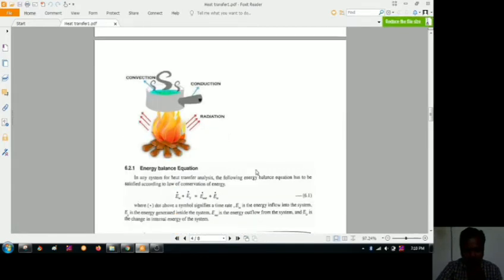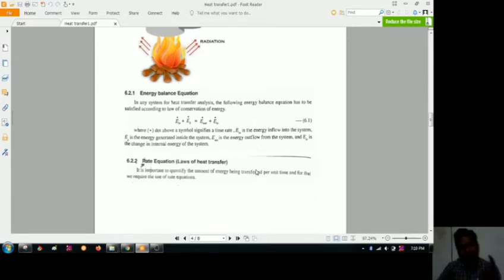You can see the conduction when you hold one part of the vessel, so you feel the heat. And then the convection, whatever the water is boiling inside the vessel, you can see the formation of vapors. You can see the convection and the radiation from the heat source. So whenever we are designing any heat related or thermal related problems, we need to know about the energy balance equations. You can see in this system, for heat transfer analysis, the following energy balance equation has to be satisfied according to the law of conservation of energy.